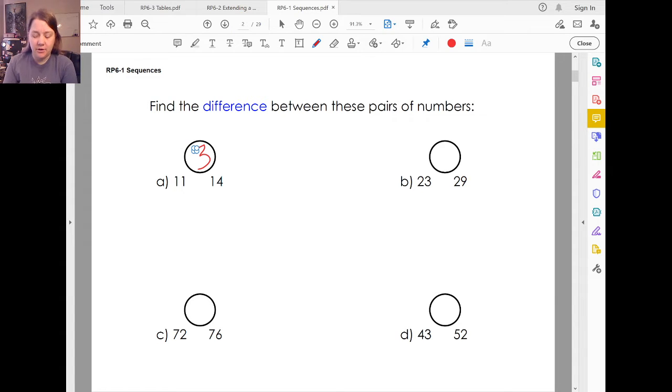How much is it changing to go from 23 to 29? Well, if you're not sure how to do that off the top of your head, go ahead and show your work. 29 minus 23, 9, 8, 7, that's going to be 6. How much is it changing to go from 72 to 76? That's changing by 4. From 43 to 52 is going to be changing by 9.